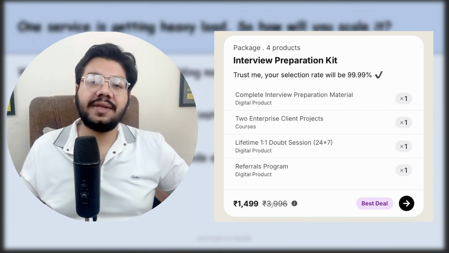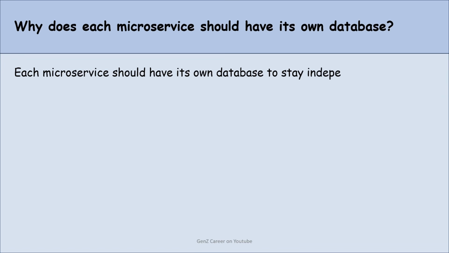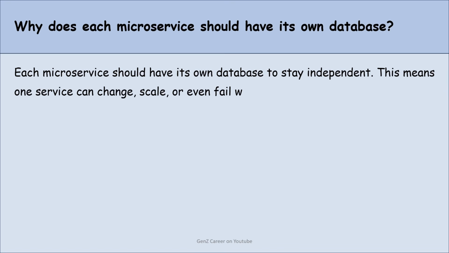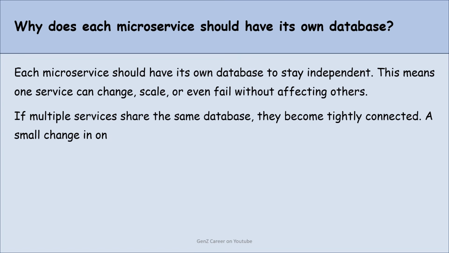So now moving to the next question. Guys, next question would be, why should each microservice have its own database? So basically each microservice should have its own database to stay independent. This is the first thing. This means one service can change, scale, or even fail without affecting others. If multiple services share the same database, they become tightly connected. A small change in one service can break others, making the system hard to manage.